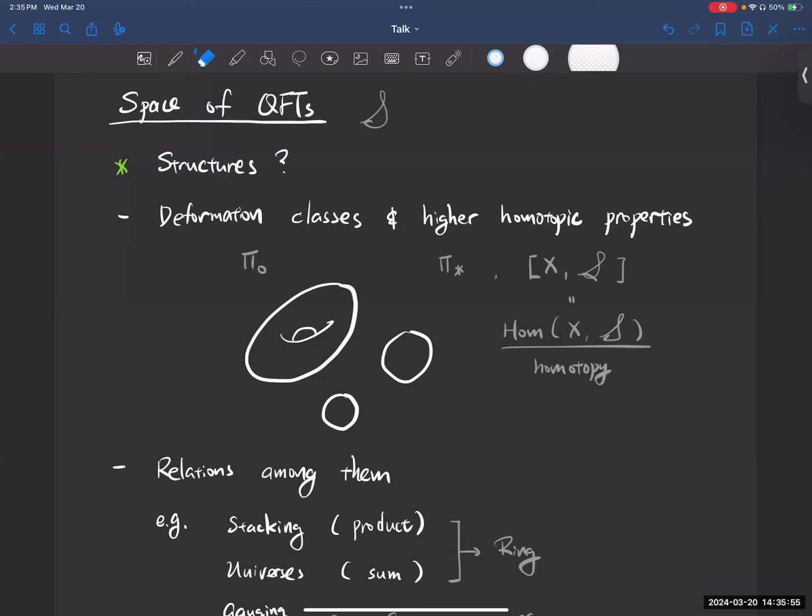More generally, we can talk about higher homotopic properties. Deformation classes is sort of like asking about the pi zero, just the connected components. But you can ask about, is it simply connected? What's pi one, pi two, etc.? And more generally, you can think about this, which is the common math notation, a map from any space you like X into the space of QFTs, up to homotopy. So this is the type of structure that we want to think about for the space of QFTs today.